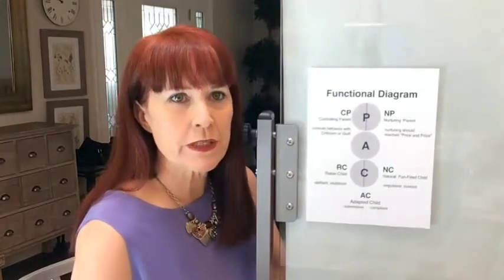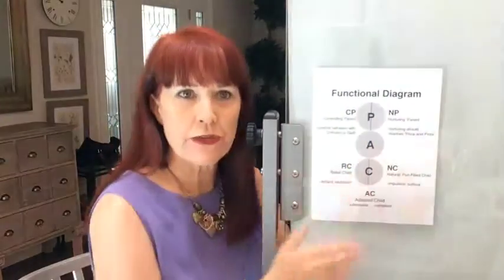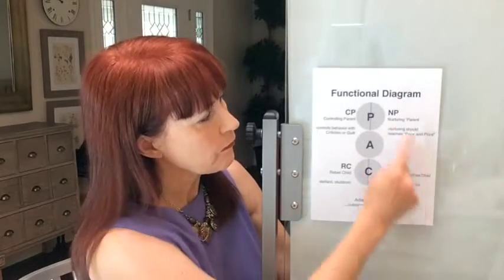Byrne created another diagram of ego states, and this is called the functional diagram. The functional diagram gives more details about how a parent, adult, or child ego state functions and can be described in the world. The functional diagram, as you can see, includes the parent, adult, child. However, the parent and the child ego state are divided in half. There's more data that we want you to learn.